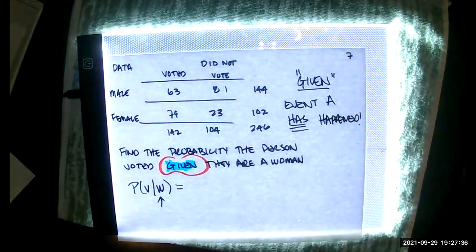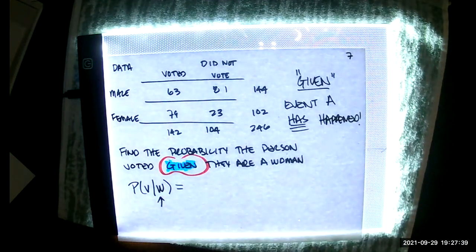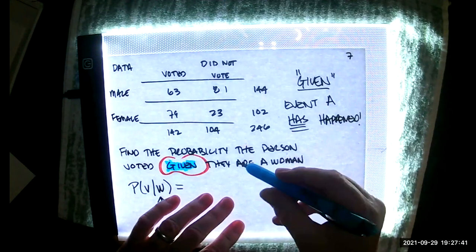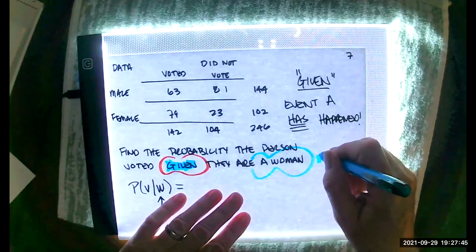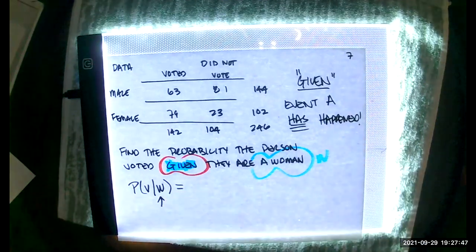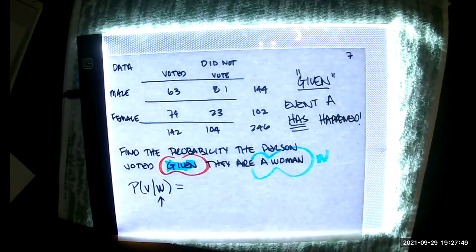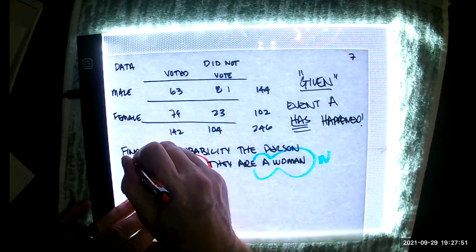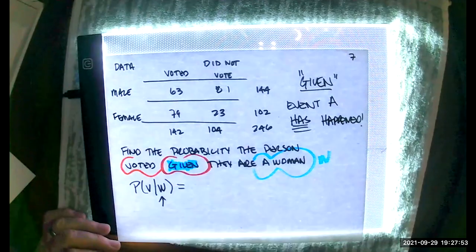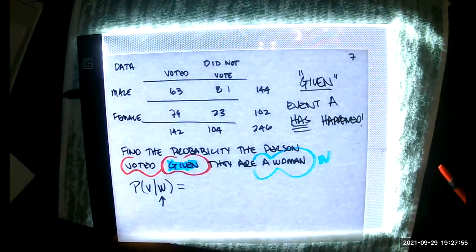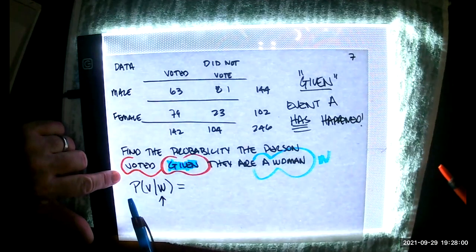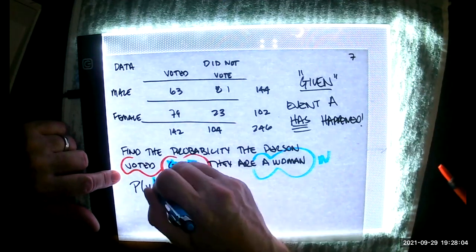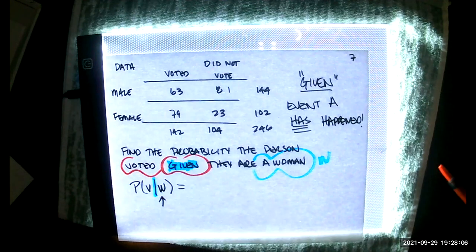And the given means that event A has indeed happened. What is my event A? The event that we have selected a woman. Now, we're interested in if that person has done what? Voted. So take a look at my notation here. We've got the probability of selecting someone who has voted given they are a woman.